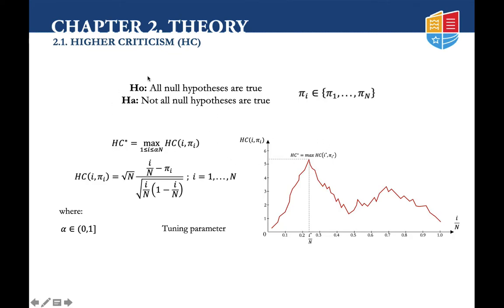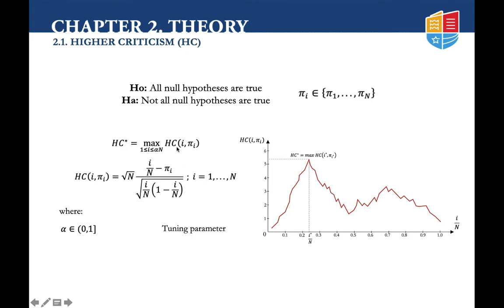alpha. Now this is the HC statistic, derived from the HC objective function, which is visually represented here in the red line plot. The HC statistic is the max value of the objective function. And then how to evaluate this? When the HC statistic is large, there is enough evidence to support the claim that not all of the null hypotheses are true. And when the HC statistic is small, it means that all the null hypotheses are true.